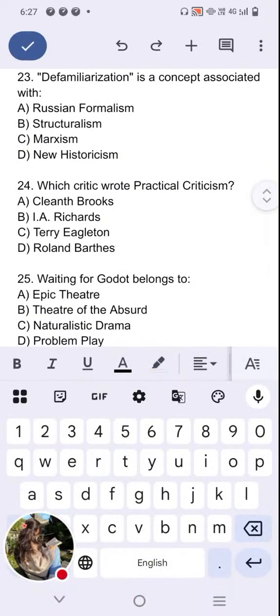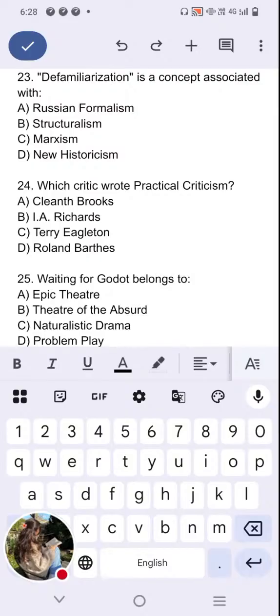Next question, defamiliarization is a concept associated with option A, Russian formalism, option B, structuralism, option C, Marxism, option D, new historicism. Which theory consists of the concept of defamiliarization, making a familiar concept strange? That's the idea of defamiliarization.